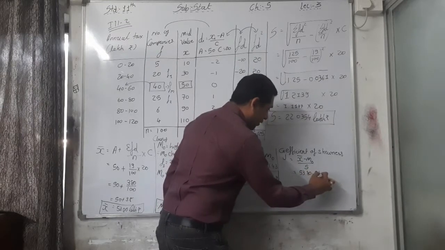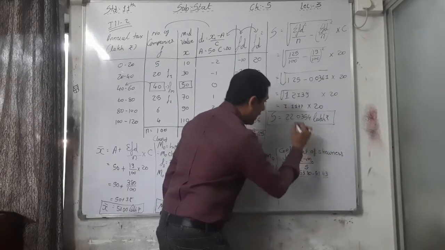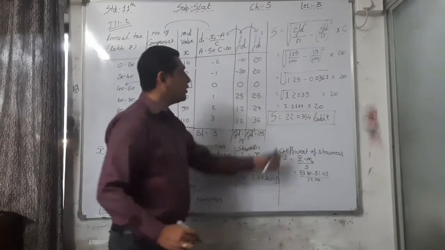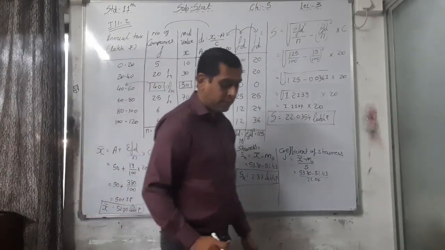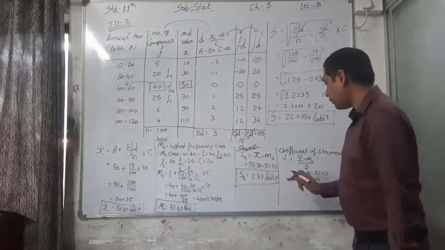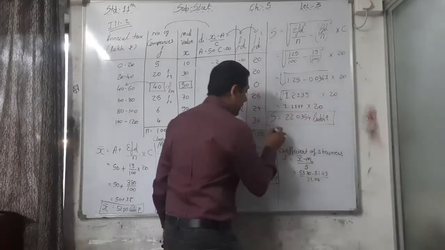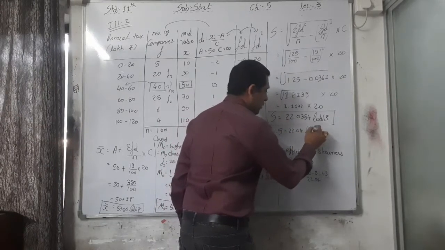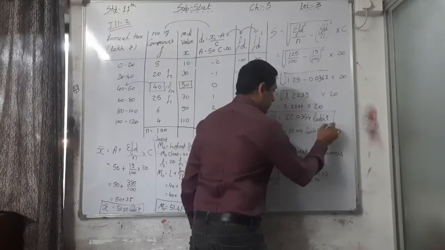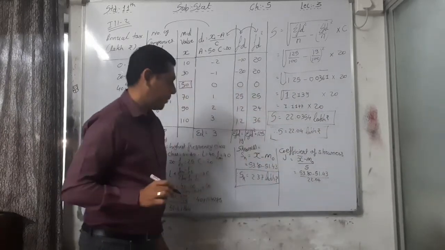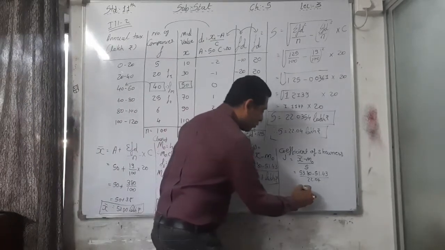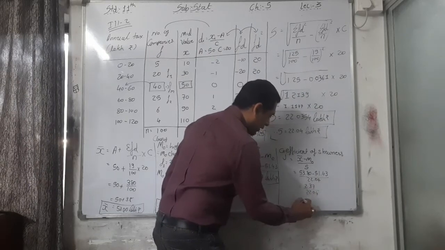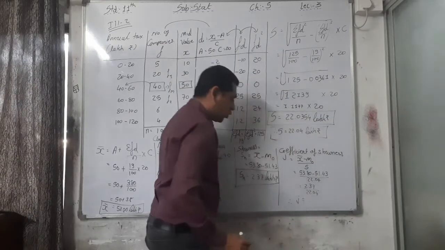Now coefficient of skewness: just put the values here, 53.80 minus 51.43 divided by 22.04. Here you can say that S is equal to 22.04 lakh rupees. Okay, so here 2.37 divided by 22.04, and that is J, the coefficient of skewness.